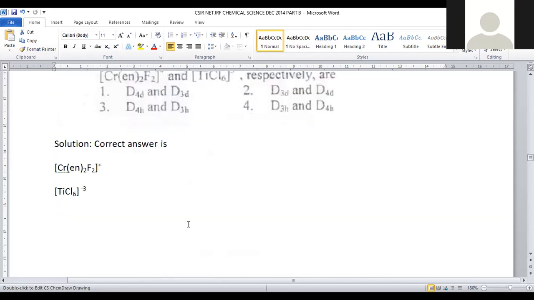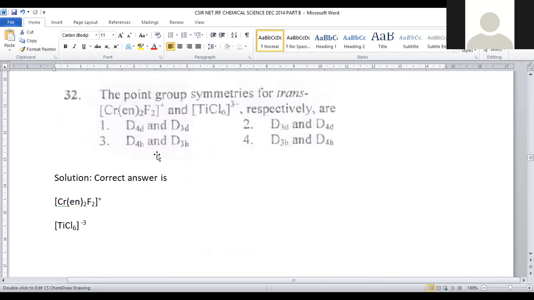Let us move on to question number 32. Again, it is a question from group theory. The point group symmetries of the trans chromium ion, Cr(en)2F2 positive, and titanium hexachloride minus 3 respectively. So here they mentioned a trans compound. When the trans compound is taken, what will be the symmetry point group, and for titanium hexachloride minus 3, what will be the symmetry point group? Both should be predicted.